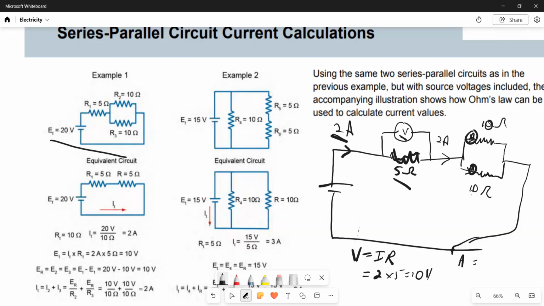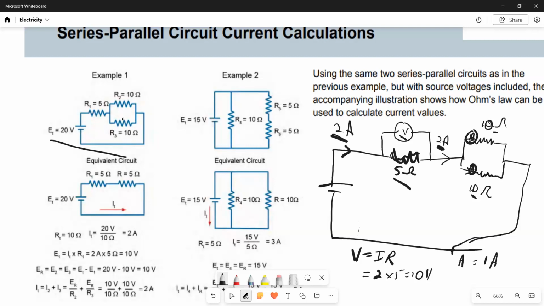If these two resistors are the same, then this current is going to split in two. It's going to be 1 ampere. Right? Because the two resistors are equal. So the current will split equally. If they are not equal, then they wouldn't split equally.